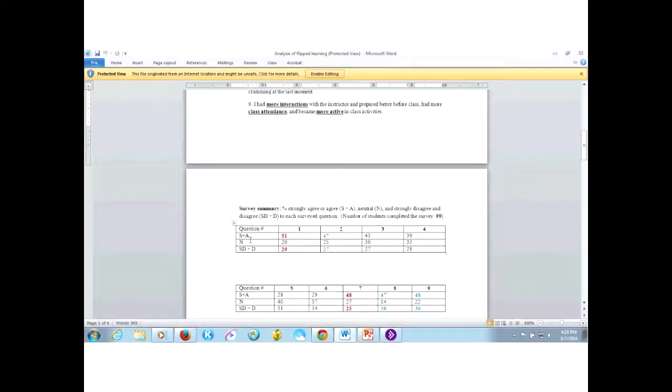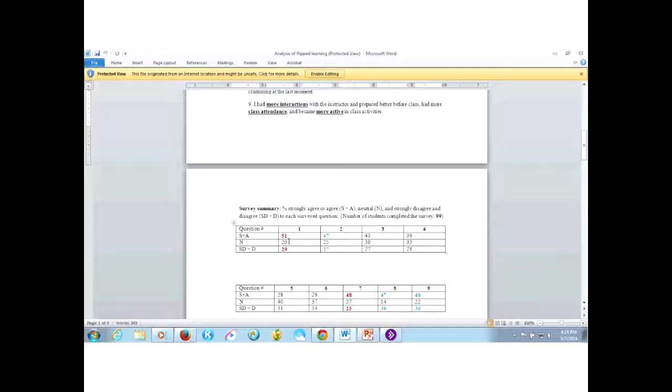So here is the data. I use S plus A to stand for strongly agree and agree, N stands for neutral, and SD and D stand for strongly disagree and disagree. In total, 99 students out of my 207 students responded to the survey. It's an anonymous voluntary survey. So 99 students is not a bad response.